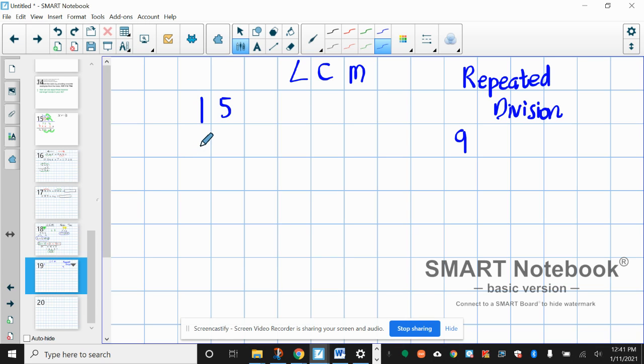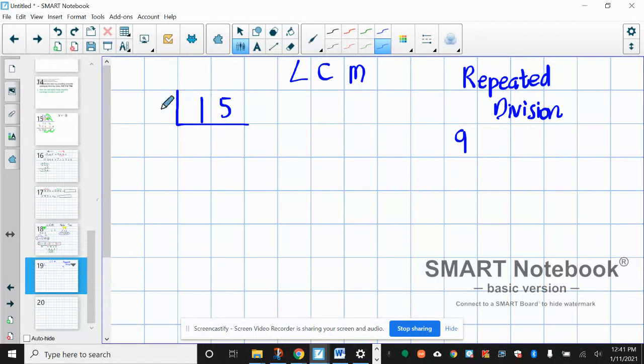In this video, we're going to use the repeated division method to identify the lowest common multiple for two numbers. The two numbers in this example are 15 and 9. So the first step will be to perform the repeated division method to identify a prime factorization.